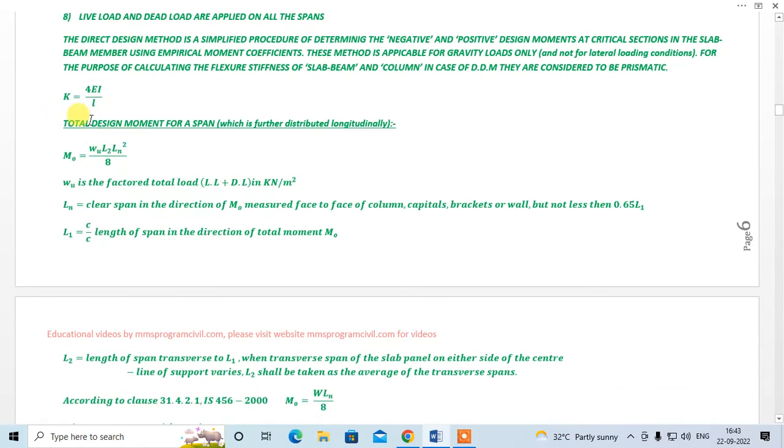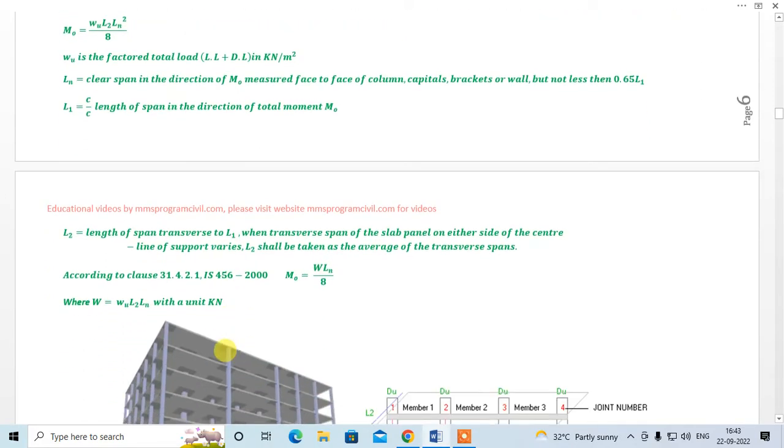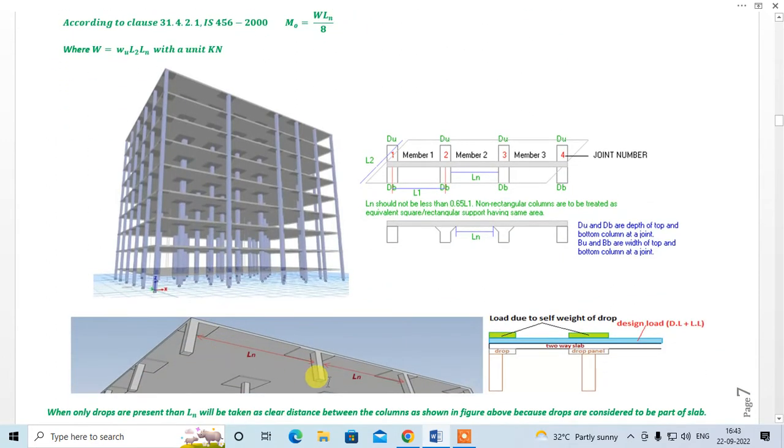Okay, so the total design moment for a span, which is further distributed longitudinally. This is the formula given in the code. M0 is equal to capital W Ln divided by 8, but capital W is the UDL, that is small w in kN per meter square into L2 into Ln, right? So what is L2 and what is Ln? We can see this blue shaded is the UDL, the design load, that is dead load plus live load. That is our Wu.